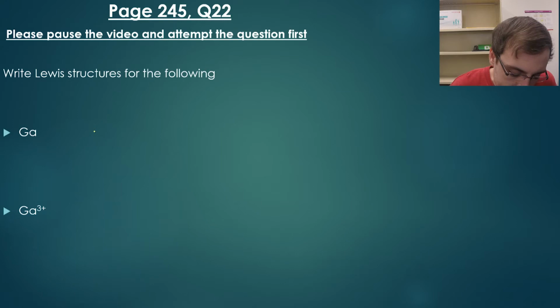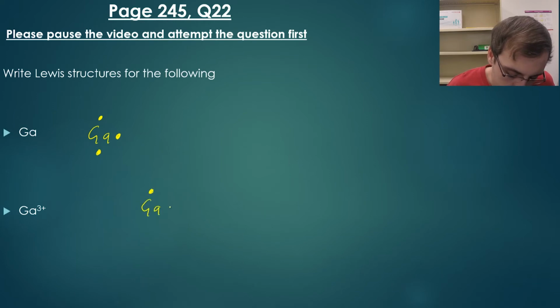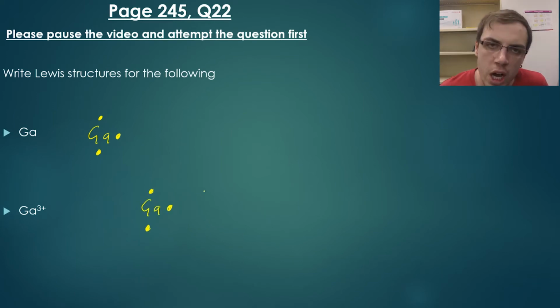So if we write gallium, and that's it. That is the Lewis structure for gallium. Now the next one is where it gets a little bit tricky. So we have gallium, but it's 3+. So if we were to write gallium, what is the charge of gallium with its 3 valence electrons?